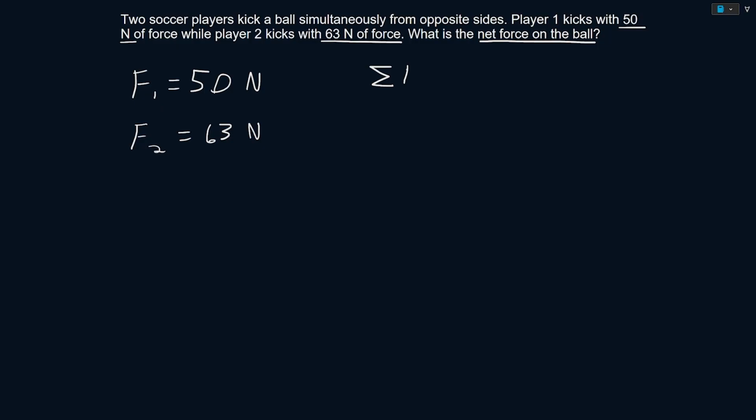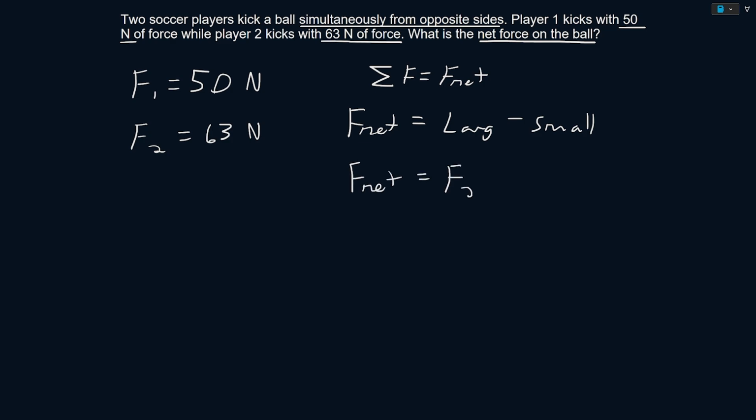The net force is equal to the sum of all forces acting on the ball. Because the ball was kicked simultaneously from opposite sides, our forces are going in opposite directions. Our net force is equal to the difference between the large and the small force acting on the object. Using this formula, our net force will be equal to F2 minus F1. Plugging in, we get 63 newtons minus 50 newtons for a net force of 13 newtons. And the direction will be in the direction of the larger force, which is the direction of the second player's kick.